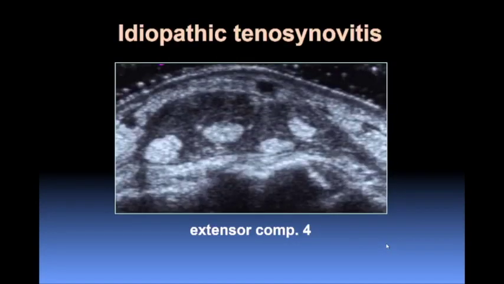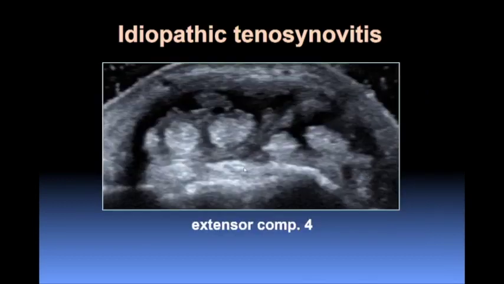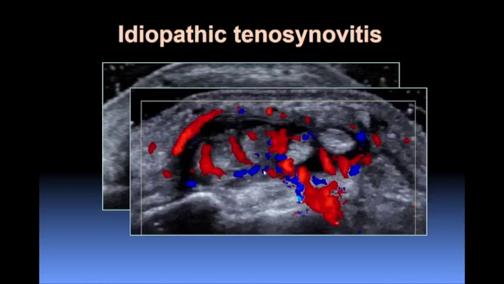This is an example of idiopathic tenosynovitis. For whatever reason, I seem to see it a lot in extensor compartment 4, which is the compartment for your digital extensors. You can see it's very thick, and when we turn on color Doppler flow, there's definitely increased flow within this hypertrophied synovium. Here's another patient where you have a bit of an effusion, and then this nodular synovial hypertrophy. And again, when you turn on color Doppler, lots of increased flow.